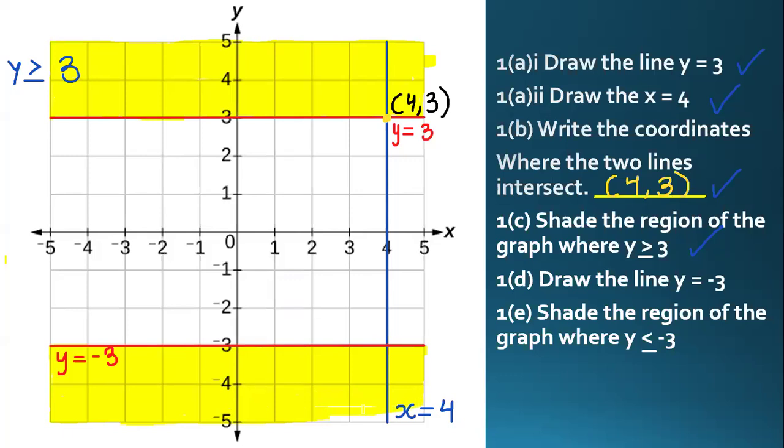All right, so below is going to be less than. So we're going to label this, right? We can say that y is what? Y is less than or equal to what? -3. Good, -3. And that's how we do our graph. Any questions on this?